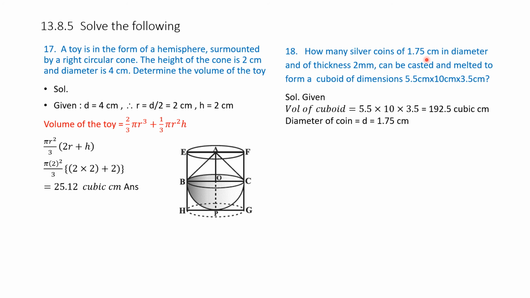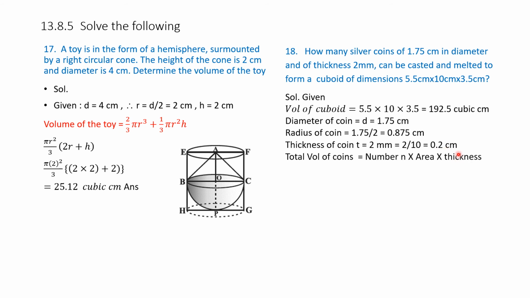Diameter of the coin D is 1.75 centimeter. Radius of the coin is therefore 1.75 divided by 2, that is equal to 0.875. Thickness of coin T is equal to 2 mm, and mm we have to convert into centimeter. Therefore, 2 divided by 10, that is equal to 0.2 centimeter. Because all other dimensions are in terms of centimeter, only thickness is mm and it has to be converted into centimeter. Therefore, total volume of coins is equal to number of coins into area into thickness.